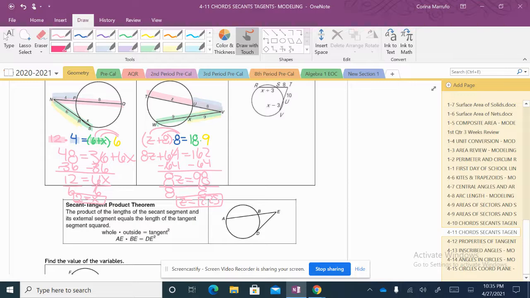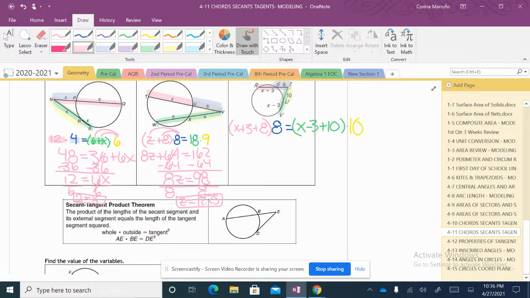All right, the next one. So on here, we have the same thing. On this side, I'm going to take the whole thing. That means that I'm going to have to add it together. So x plus 3, I'm going to add it to the 8. That whole thing, we multiply it by the outside part. The part that's outside the circle is the 8. Equals. Then I take the whole thing on this side. So the whole thing is the x minus 3 plus the 10. And then we multiply it by just the outside part, this part that's outside the circle. So in this case, it is a 10.